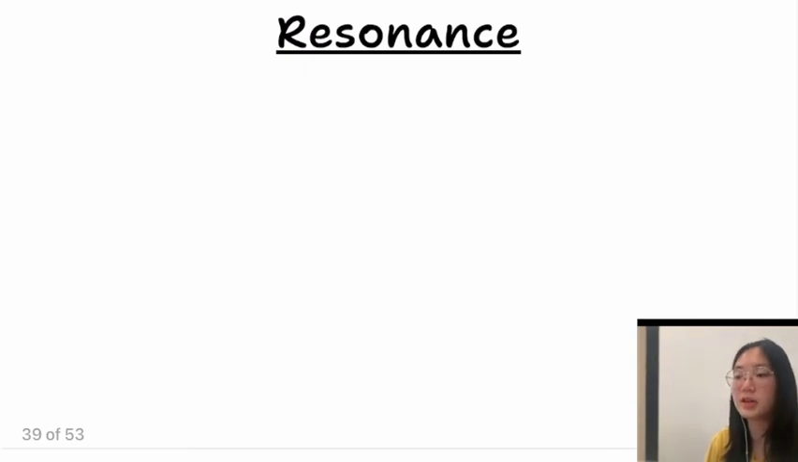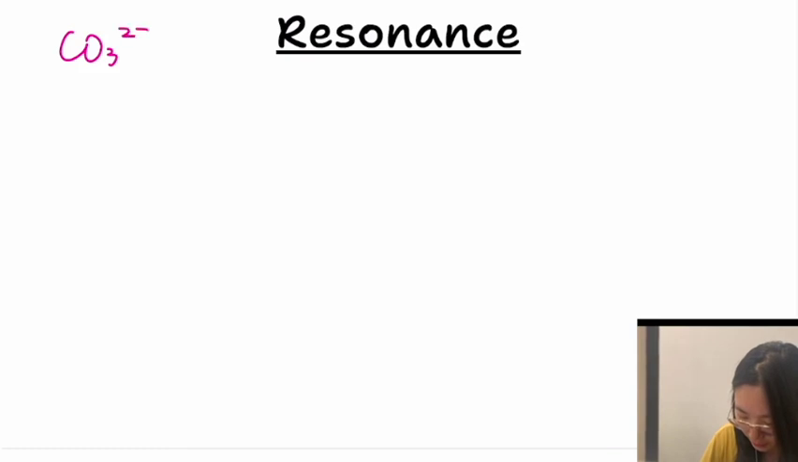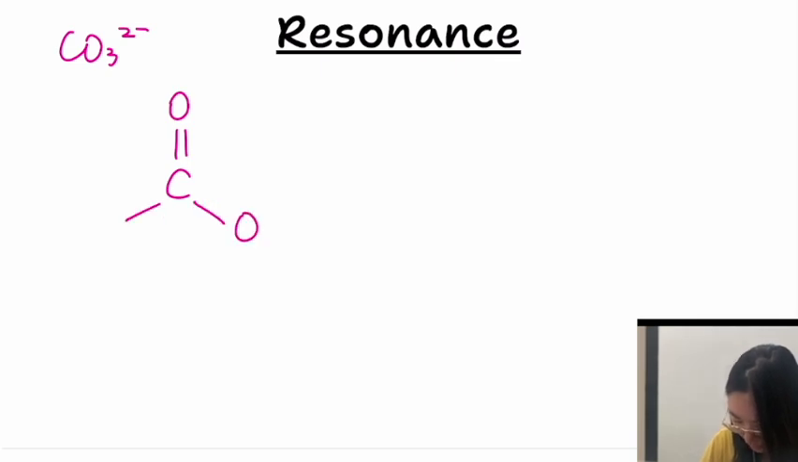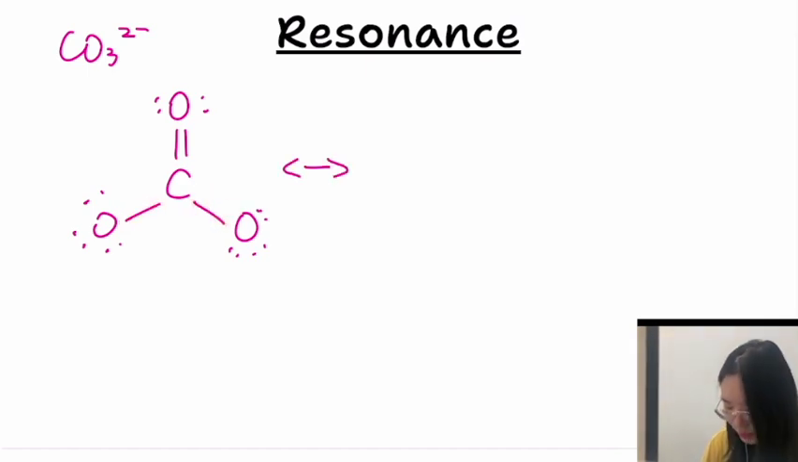And here is another example of resonance structure: carbonate, CO3 2 minus. Carbon is the central atom, and there is a carbon-oxygen double bond and 2 carbon-oxygen single bonds. Again, the carbon-oxygen double bond can be between this oxygen and carbon, or it can be on this side or on this side. So eventually I will be able to draw three resonance structures of carbonate.